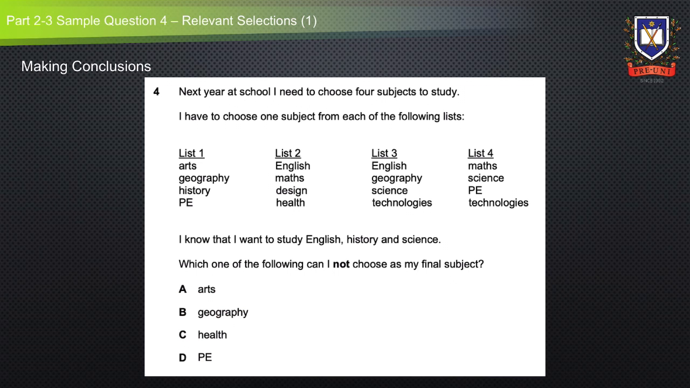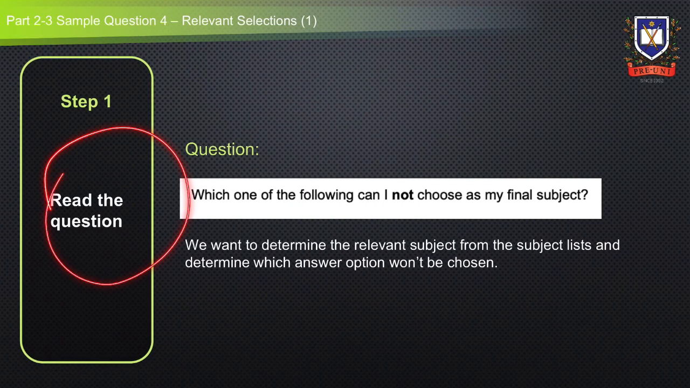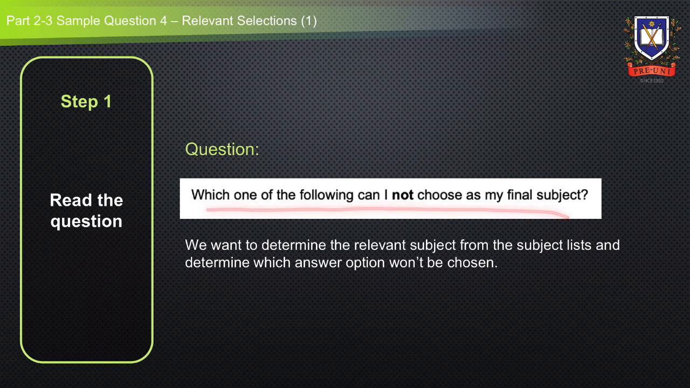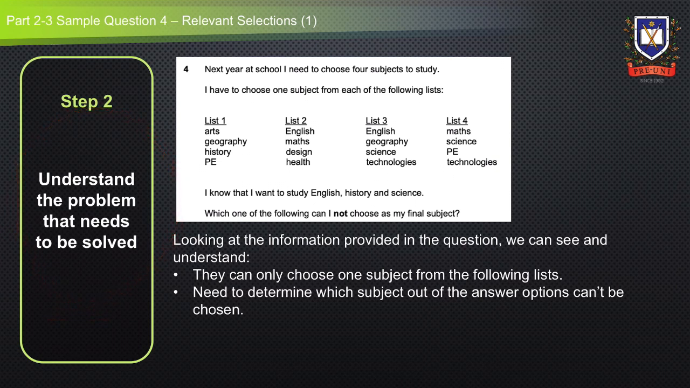Now let's apply the general approach method to solve this question. So the first step is to read the question and determine what it is asking. Since it is asking us which one of the following can I not choose as my final subject, we want to determine the relevant subject from the subject lists and determine which answer option won't be chosen. Step 2 is to understand the problem that needs to be solved. Looking at the information provided in the question, we can see and understand that they can only choose one subject from each of the lists, and they need to determine which subject out of the answer options can't be chosen.